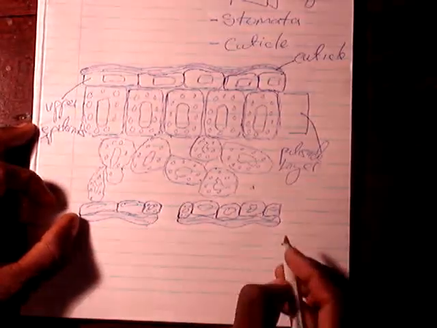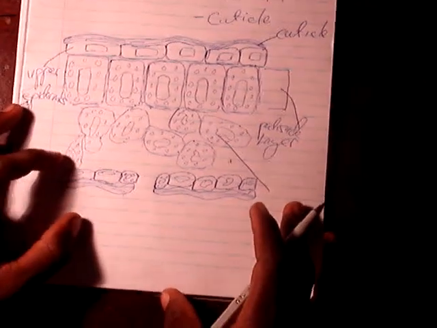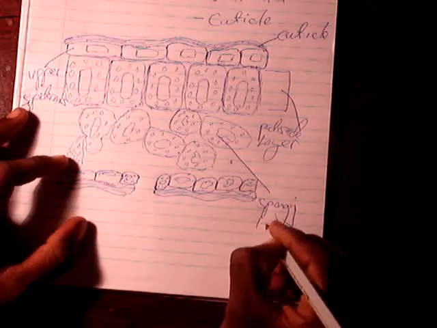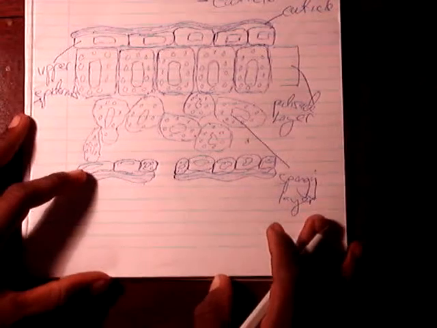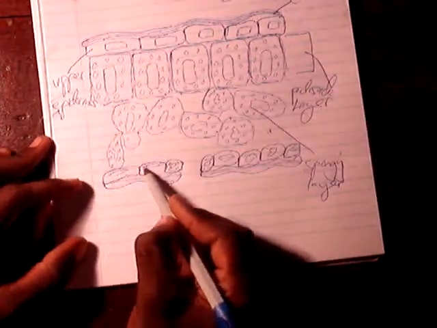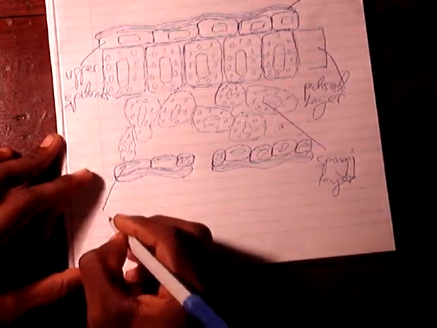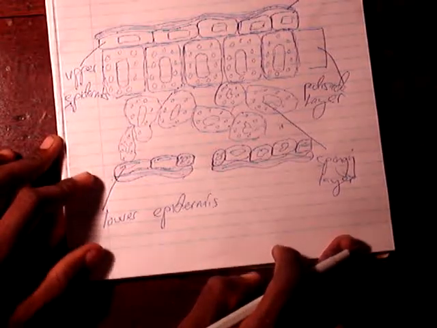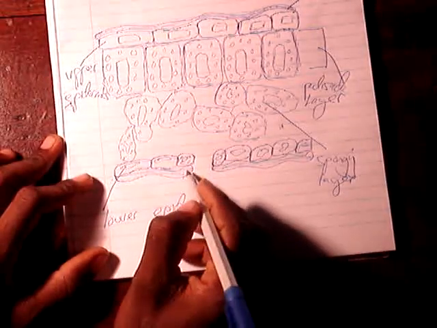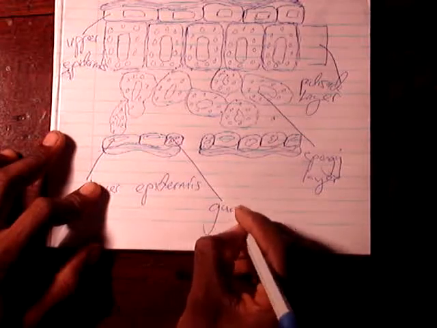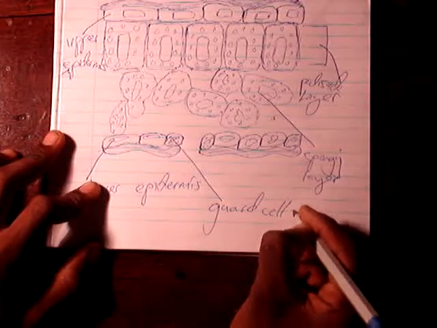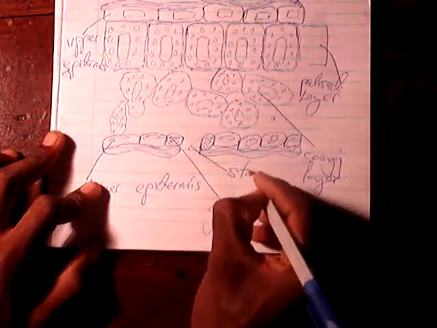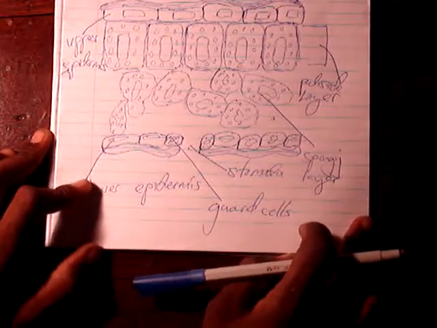Now this layer is called the spongy mesophyll cells. So just write spongy layer. And now let's look at this part here up to here. This one is called the lower epidermis. And these two here are called guard cells. And the space between the guard cells is called the stomata. Now we're done.